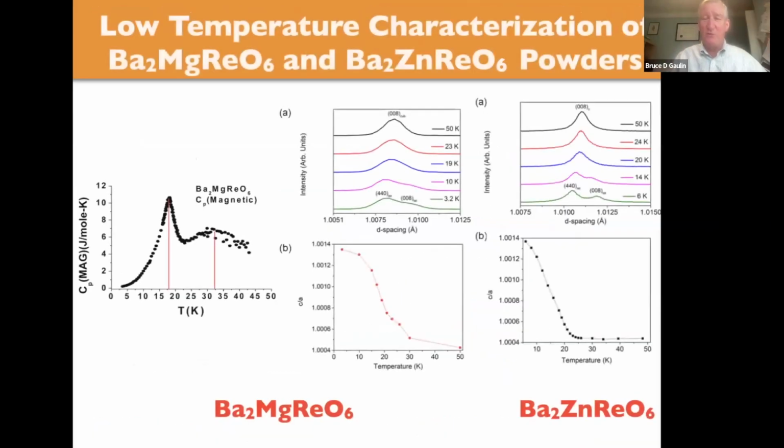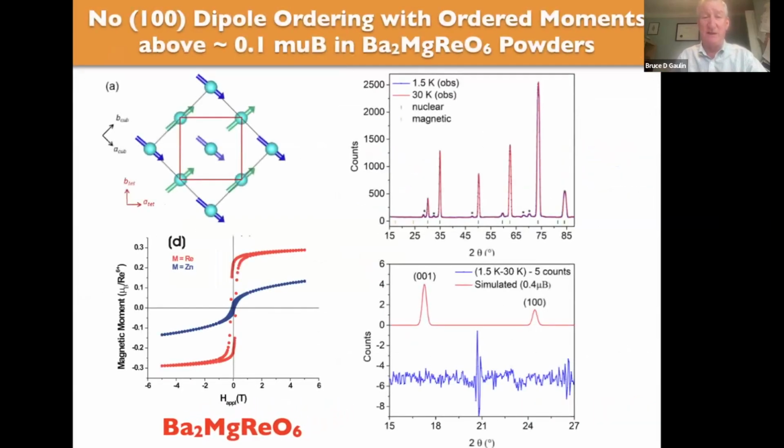And so we've basically reproduced essentially all their results. We also see two features in the heat capacity. We can see the lowering of symmetry below cubic as we go down below about 33 or 34 Kelvin. You can see these cubic Bragg peaks split into two. And we've measured this on two different samples, barium magnesium renate and barium zinc renate. So all of this is very consistent with the original data.